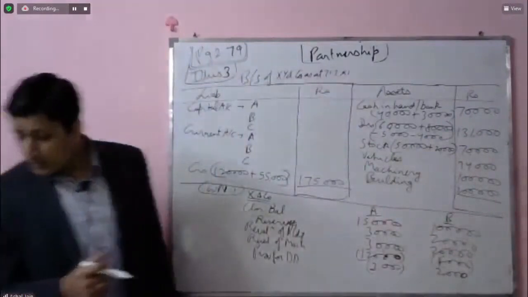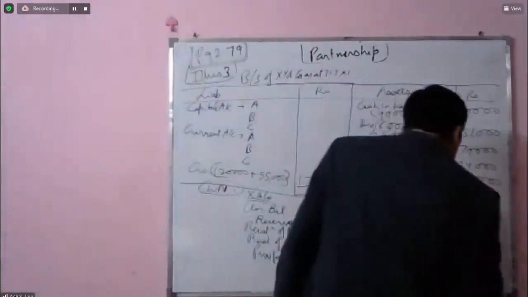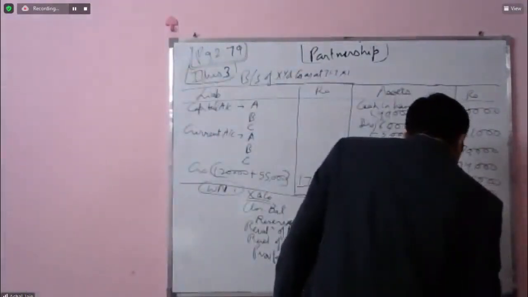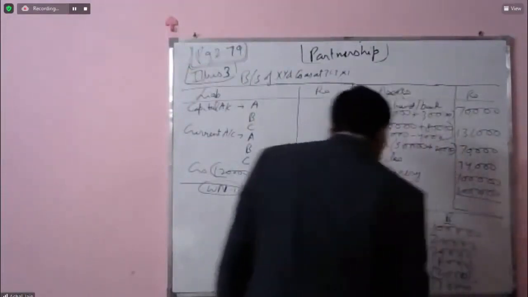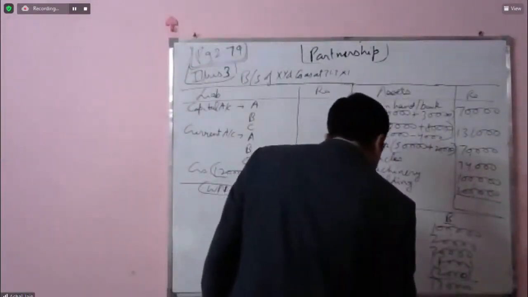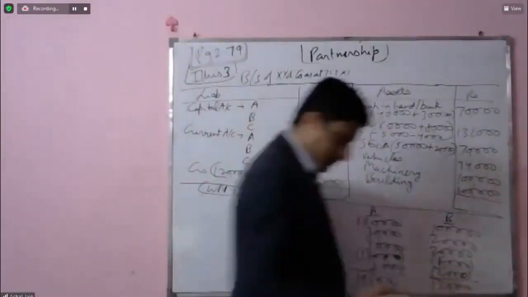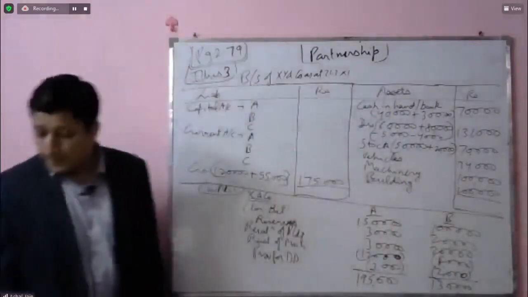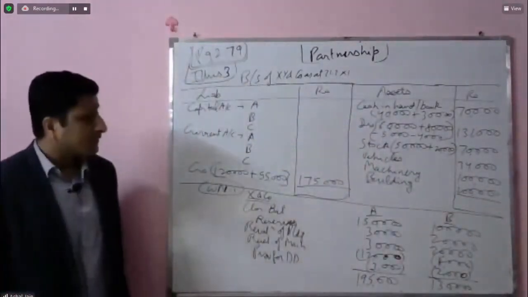So what would this amount become? 195 and 130. So this becomes 1,30,000. This becomes 1,95,000. Okay. Yeah, clear?